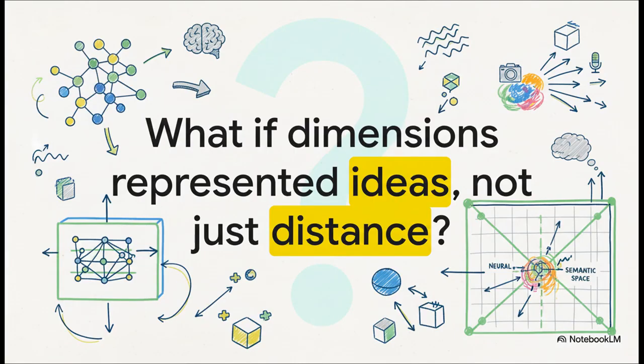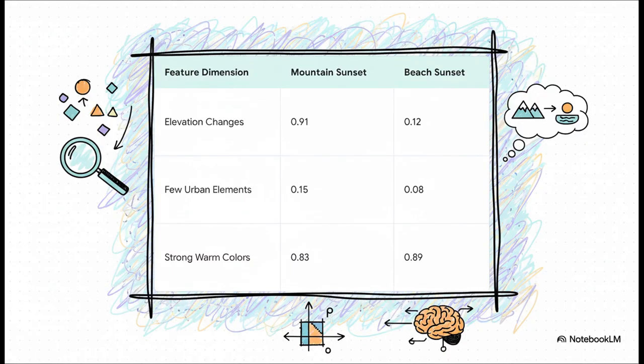But here it is, the game-changing question. What if instead of right and up, the dimensions of our vector stood for abstract concepts? What if the first number was a score for mountaininess, the second measured the presence of urban elements, and the third was all about the amount of warm color? All of a sudden, a vector isn't just a point in physical space, it's a point in a space of meaning.